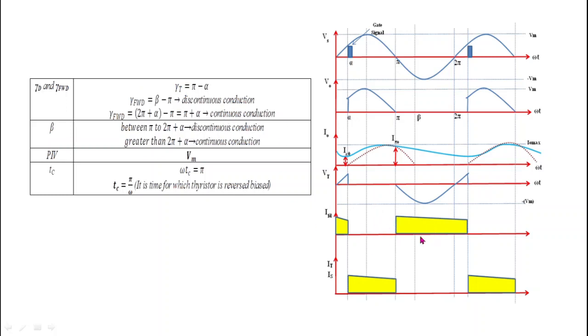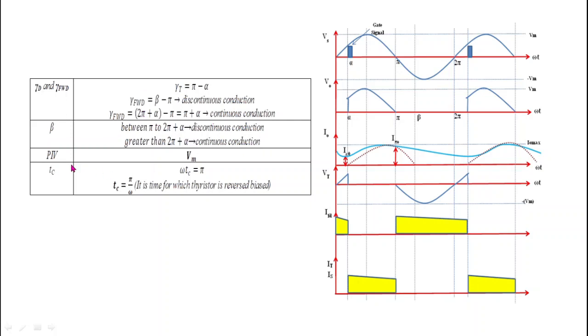See in this waveform, this is the waveform of the freewheeling diode current, and we can clearly see that we get freewheeling diode current from pi to 2 pi plus alpha. So the conduction angle is simply equal to 2 pi plus alpha minus pi, that is equal to pi plus alpha. Now what is beta? That is the excitation angle. It is the angle up to which we get current. If the mode is discontinuous, then we get current between pi to 2 pi plus alpha. If the mode of conduction is continuous, then we get beta greater than 2 pi plus alpha. This has already been told to you, so this is very simple.